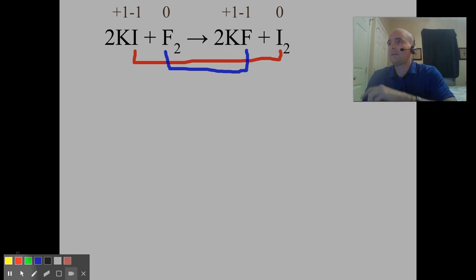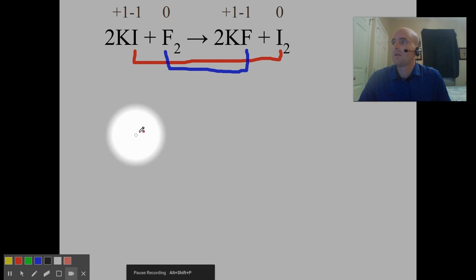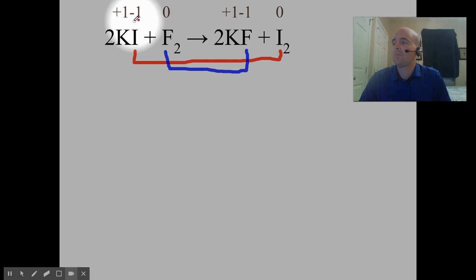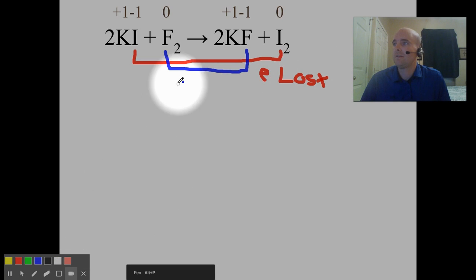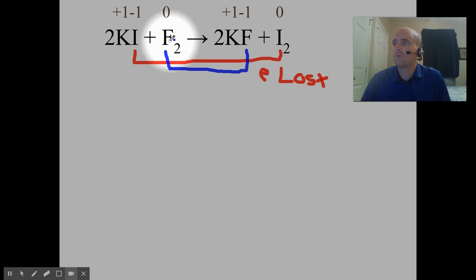I've drawn iodine in red and fluorine in blue to show that one of them is being oxidized and one of them is being reduced. I can now look and see how the charge has changed. It went from negative 1 to 0, so that means that it lost an electron. So an electron is lost. And now I can see that an electron from fluorine, since it went from 0 to negative 1, an electron was gained.